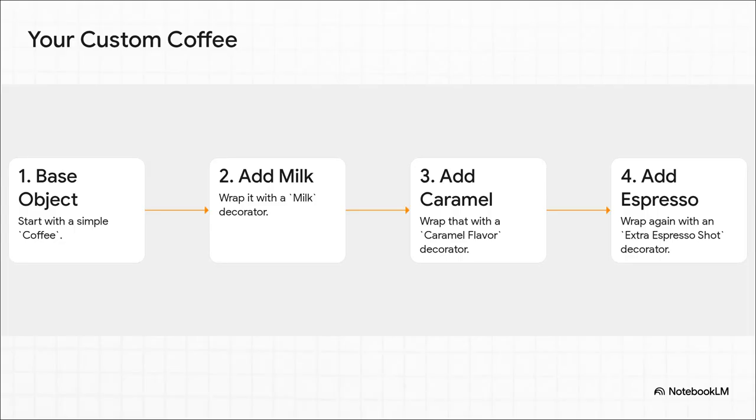Okay, so watch this. We start with a plain, simple coffee object. That's our base. Now, the customer wants milk? No problem. We just wrap our coffee object inside a milk decorator. Now they want caramel? Cool. We take that new object, the coffee wrapped in milk, and we wrap that in a caramel decorator. An extra shot? You guessed it. We wrap it again. See what happened? We never once changed the original coffee class. We just kept stacking or wrapping new behaviors on top. That right there is the magic of this pattern.